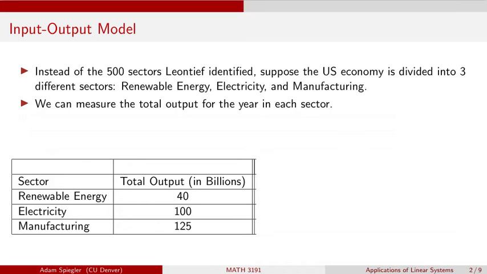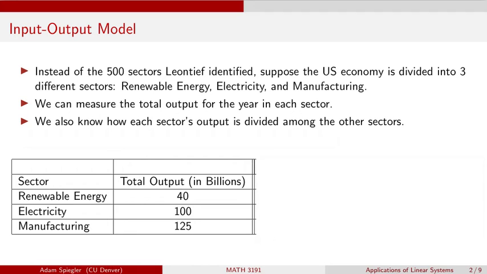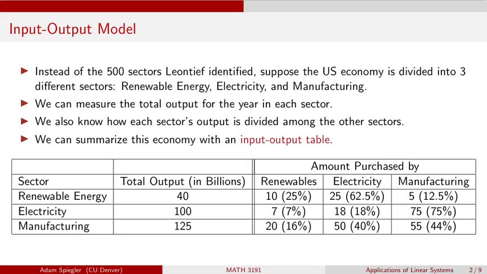So what we want to model here is how are all of these different sectors related to each other? Another important component then is to think about, out of all of the output of renewable energy, how is this distributed amongst the other three sectors? And we can summarize all of this information in a table that we'll call an input-output table.